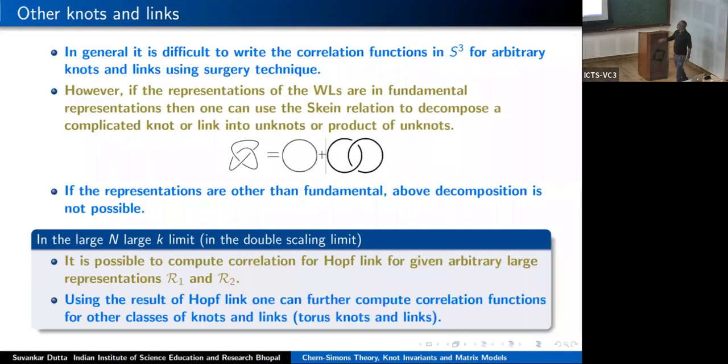Once I know the correlation function for the Hopf link, using that result I can further compute correlation functions for other classes of torus knots and torus links in the same limit, in the large N and large scale limit. Okay, so this is the first part. In the first part of my talk, I will discuss this.